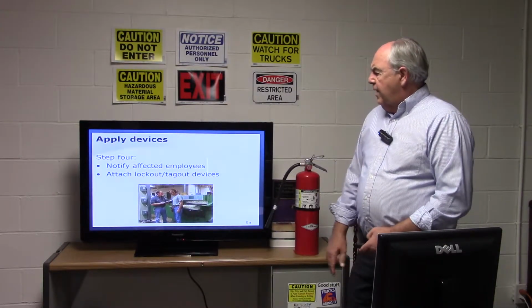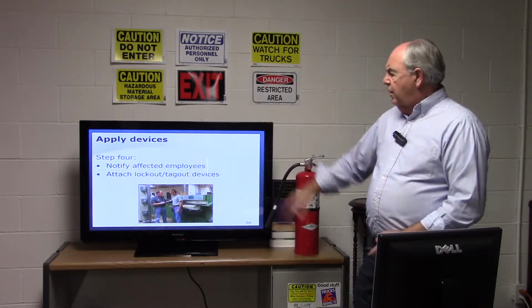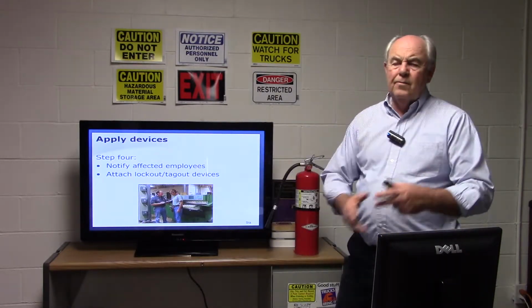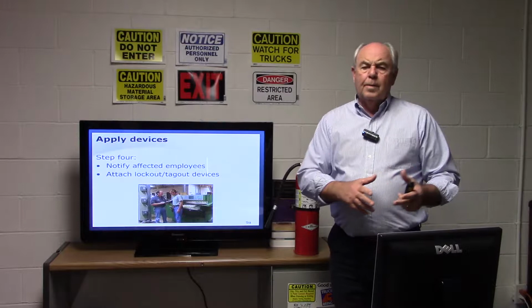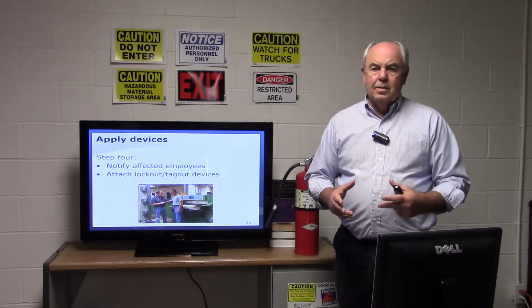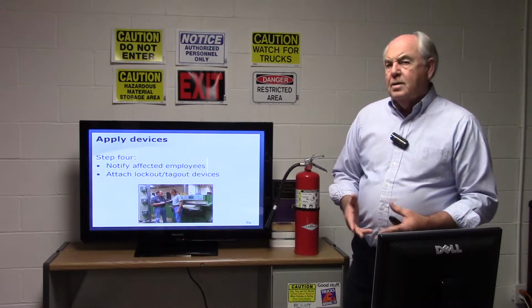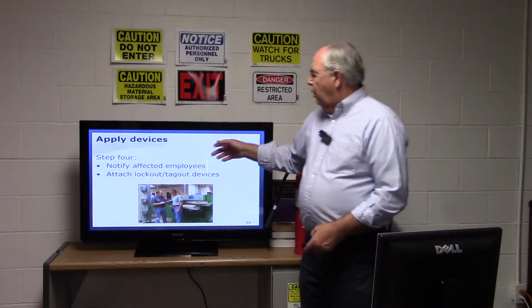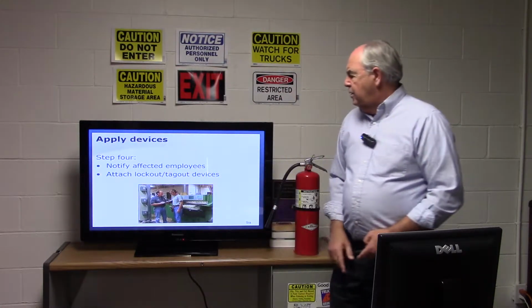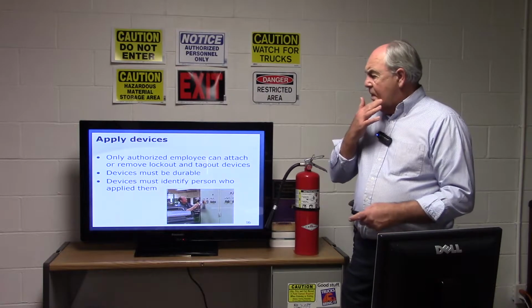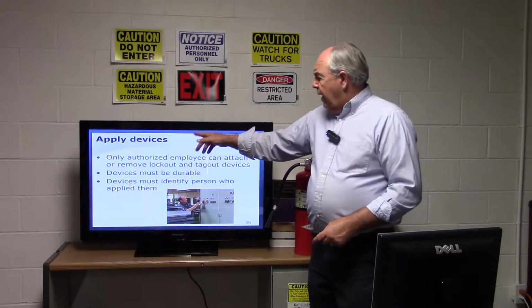Then we apply devices. This is step 4. You notify the affected employees. I like to do that in step 1. I know it's in step 4. I like to do that in step 1. And in most cases, when a piece of equipment is down or it's scheduled for maintenance or something, there's a good chance the operator knows that, but I would make sure they know that on the front end. But once you apply your locks and your tags and your devices, then you're ready to make sure that that thing is de-energized.